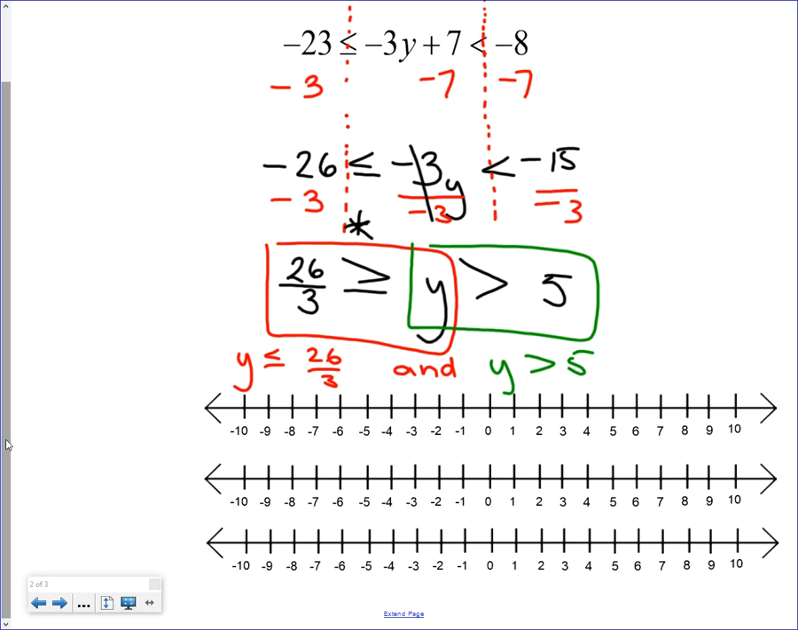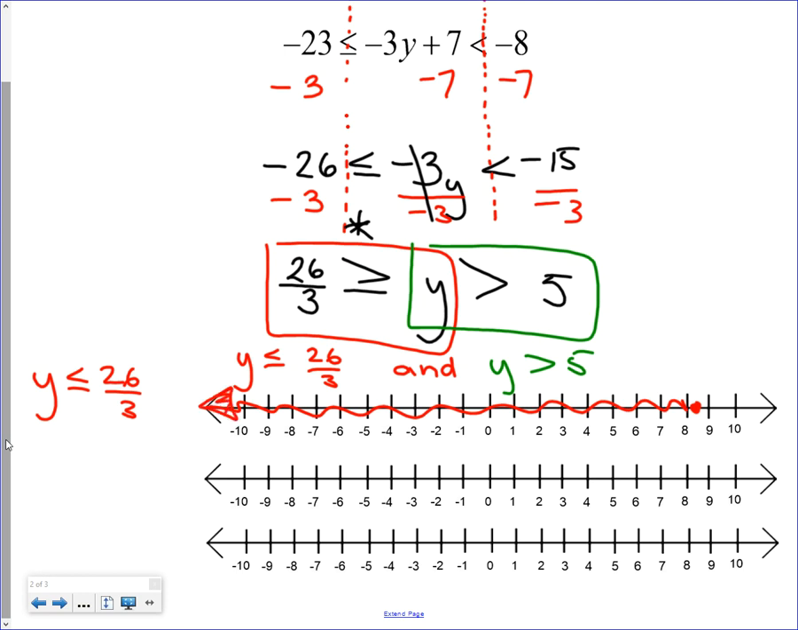We wanted to graph y is less than or equal to 26 over 3. Well, what is 26 over 3 about? It's about 8.6. So it's in between 8 and 9. And it's equal to, so it'll be a closed dot right here. And it would be shaded to the left. So I'll be shading everything to the left.